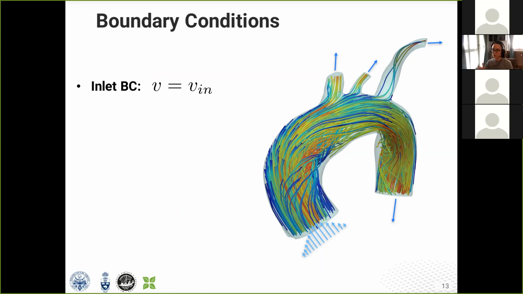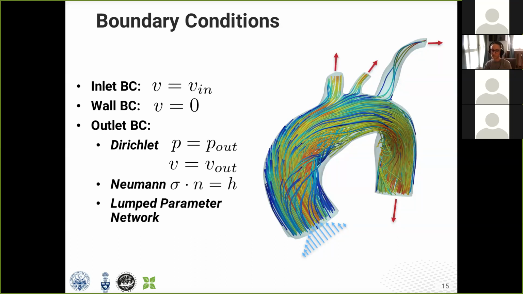This is one of the geometries I work on, and this is an aortic arch. So it's the vessel that brings blood from the heart to the rest of the body. Here you see the inlet, and you have one inlet and 4 outlets. So what is usually done is to prescribe an inlet velocity. You're supposed to know more or less the flow rate of the blood coming in. Then you impose a no-slip condition on the walls, so the velocity equal to 0. And then you have to prescribe some sort of outlet boundary condition.